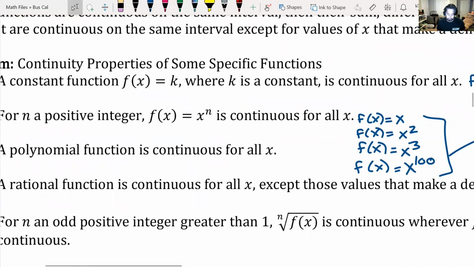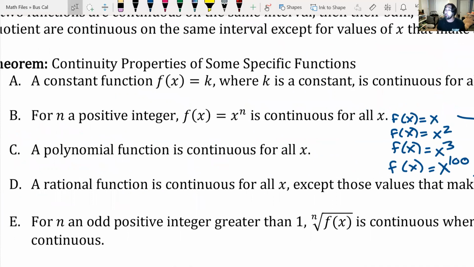Okay. C, a polynomial function is also continuous for all x. All right. Well, now we're back to definitions. What does it mean to be a polynomial? To be a polynomial, it's the same rules as B. To be a polynomial, you must have variables that have positive integers as exponents. So essentially, B and C are the exact same thing.